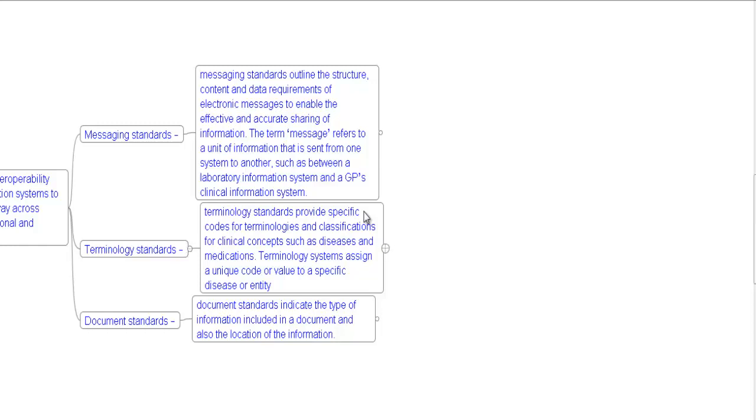Now see the terminology standards. Terminology standards provide a specific code for terminology and classification for clinical concepts such as diseases and medications. Terminology systems assign a unique code or value to a specific disease or entity. Document standards: document standards indicate the types of information, including documents, and also the location of information. Now we'll see an example of each one.